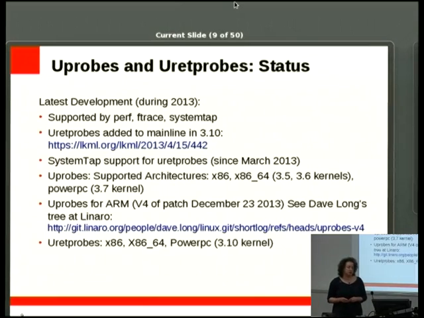So where are we status-wise with this implementation? As I said, they're supported with Perf, Ftrace, SystemTap, and others right now. Uretprobes was the latest addition in 3.10. SystemTap has been supporting those. The architectures for which they are there are x86, x86-64, and PowerPC. There is current work going on for ARM. If anybody's interested, there's a link to the tree. They recently posted a new version of the patch, and it's going under review and revision. The Uretprobes are still also a little bit behind, but they're coming.